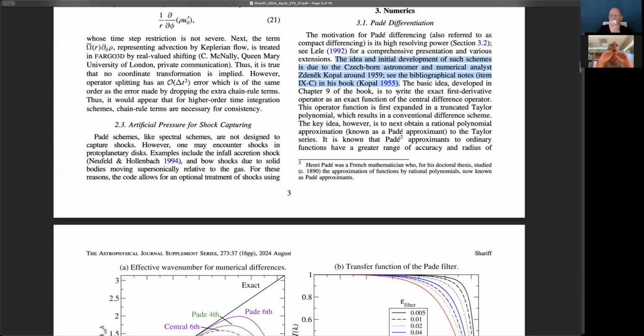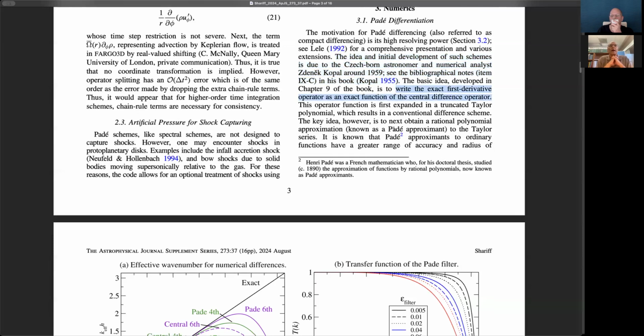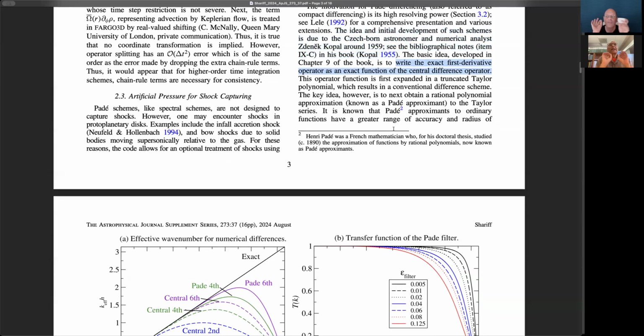So Copal's basic idea was the following. In numerical analysis, you have difference operators. You have a forward difference operator, a central difference operator, and an averaging operator.